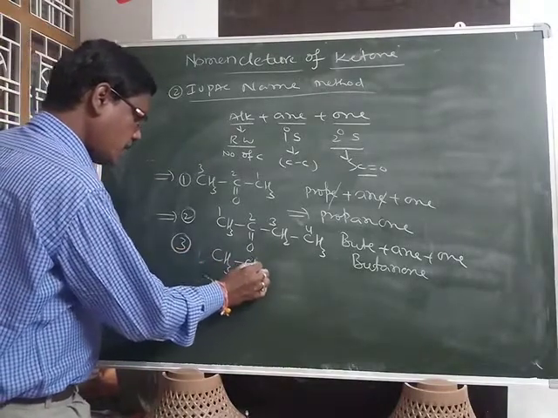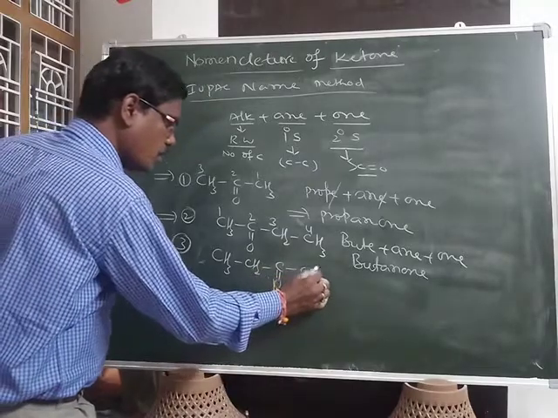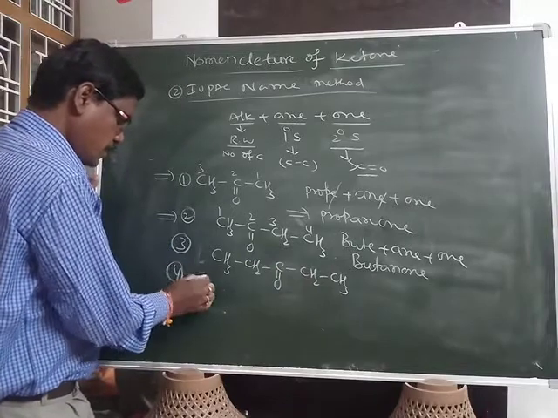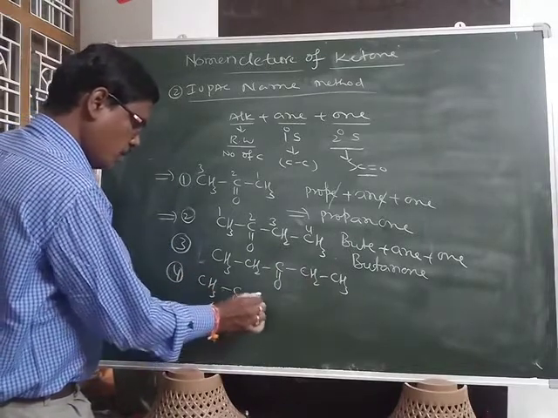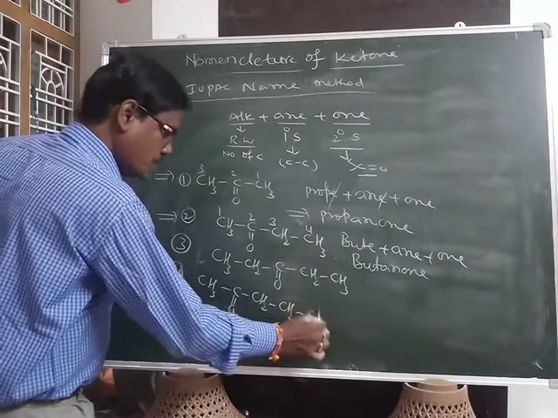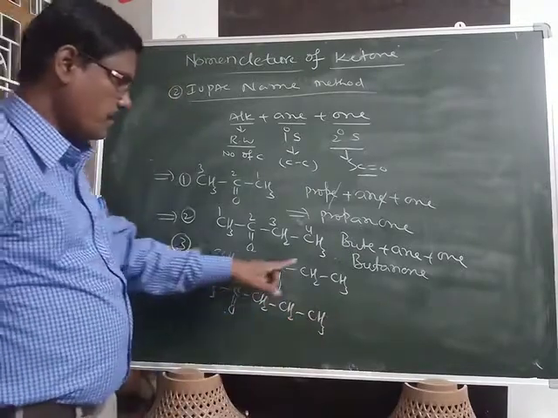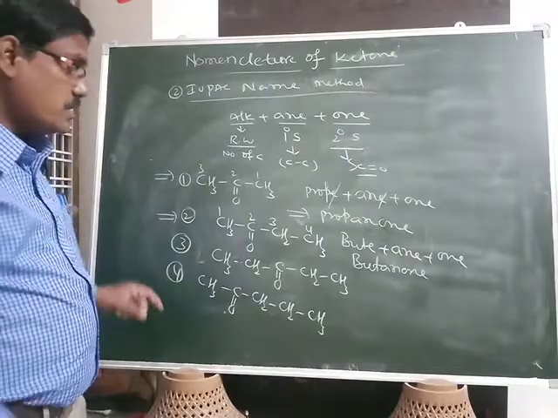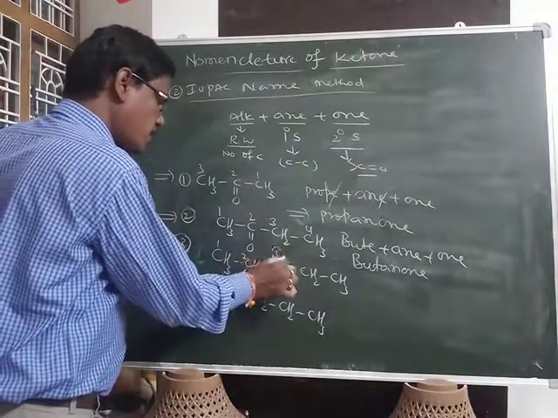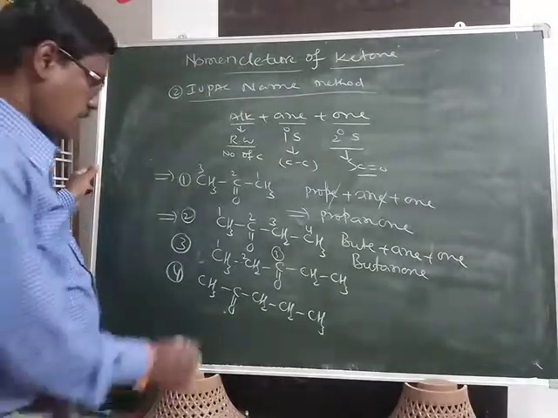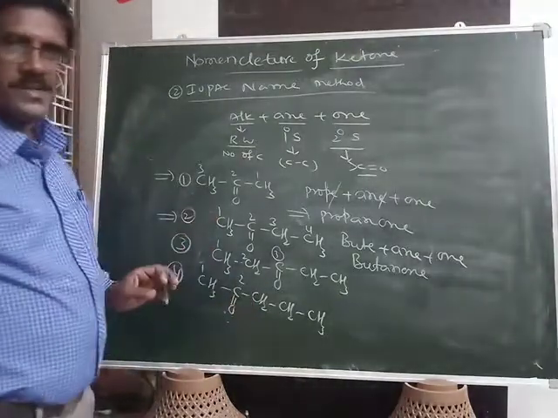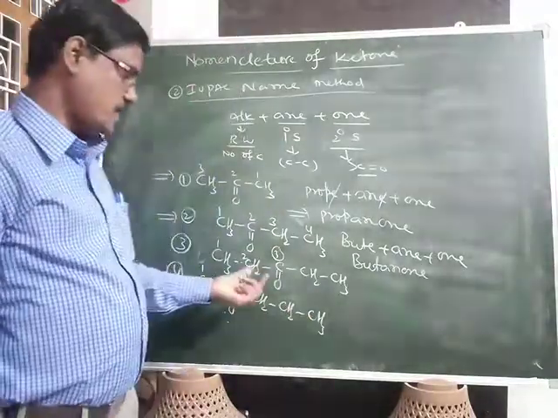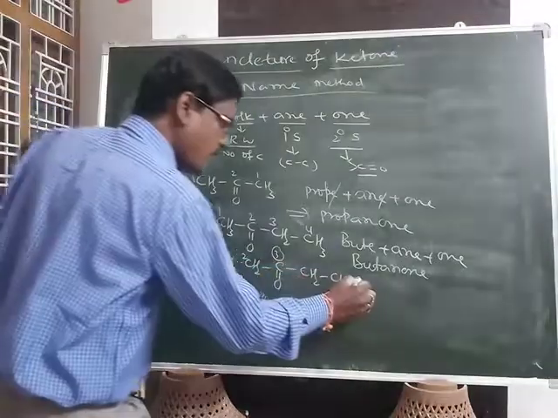I will give this one: CH3, CH2, C double bond O, CH2, CH3, with 1, 2, 3, 4, 5 carbons. And CH3, C double bond O, CH2, CH2, CH3, also 1, 2, 3, 4, 5 carbons. There is a change in the position. Here, at the third position the C double bond O group is present; here, at the second position. That's why in this case we want to mention the position of the functional group, the C double bond O group. Here it is mentioned as 3.